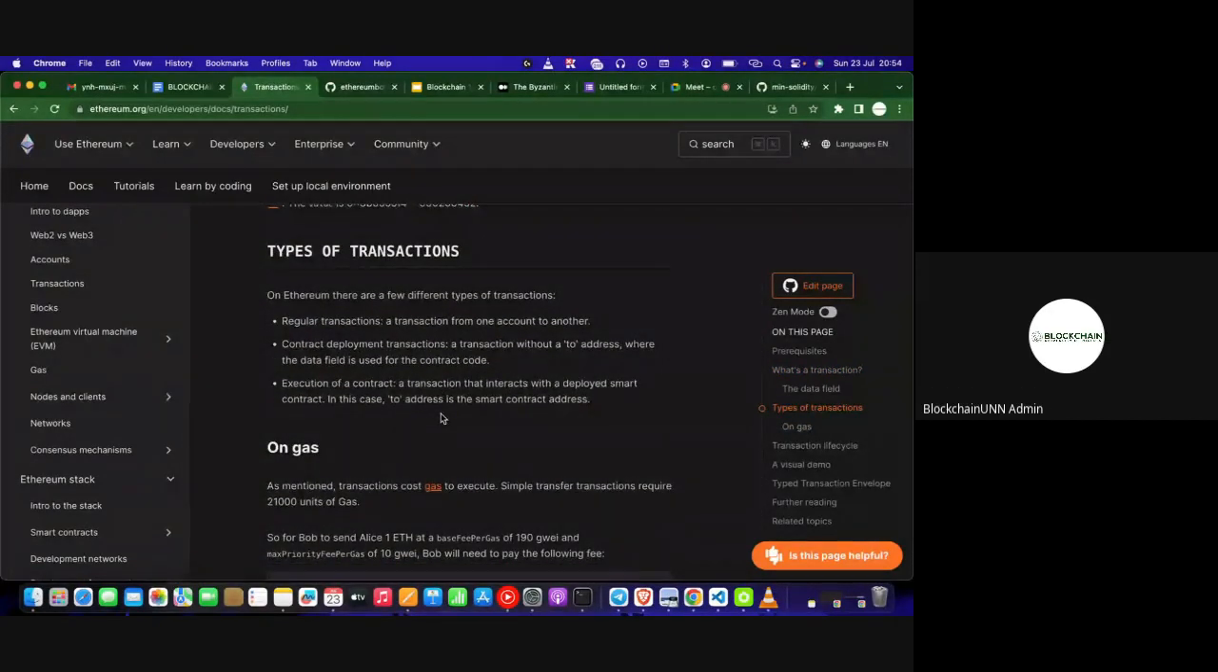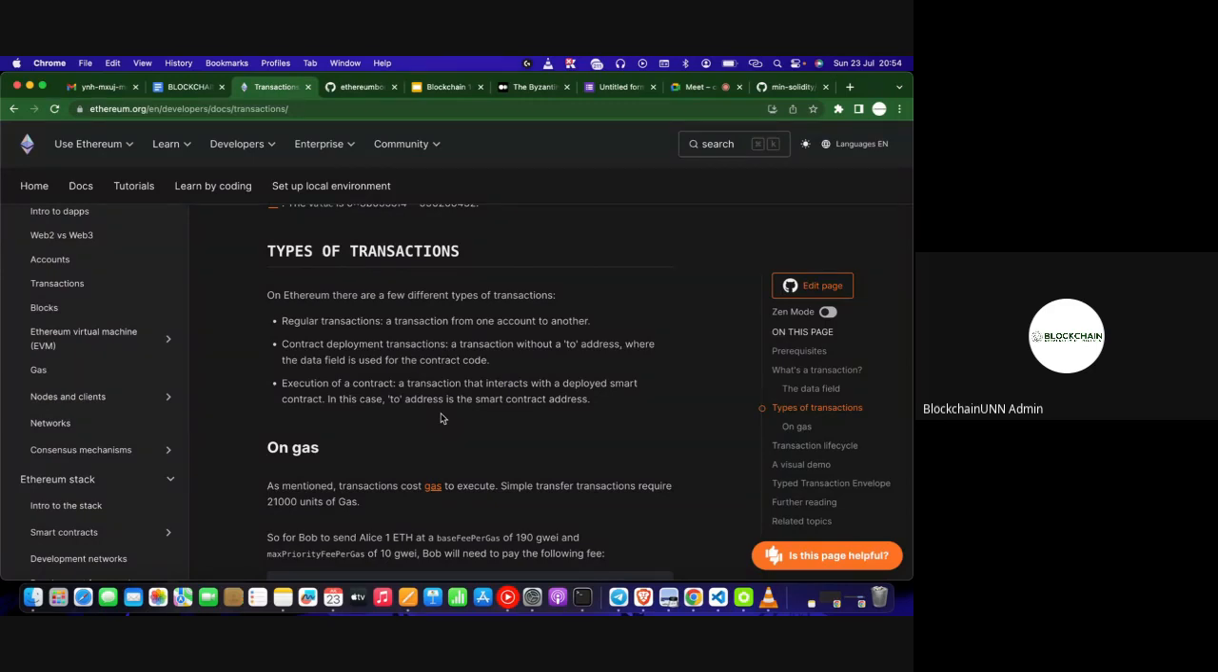So like I was explaining, there are three types of transactions basically. There are the regular transactions, which are carried out from one externally owned account to another. Last time I checked, this type of transaction did not exactly update the state of the machine, they just update the state of the accounts, but I'll probably confirm later. Then we have a contract deployment transaction.